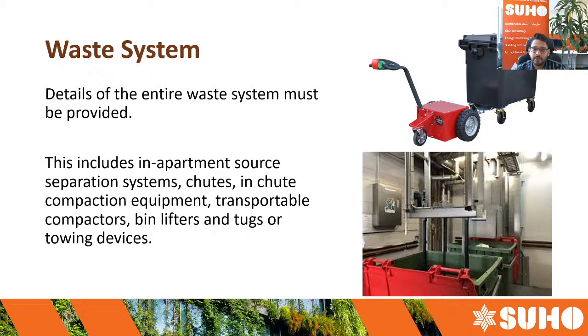Waste system. So we should provide the entire waste system that is going to be there in the development. This includes in apartments source separation systems, chutes, in-chute compaction equipment, transportable compactors, bin lifters, and tugs or towing devices. You can see the image on the right hand side. It's showing a bin tug.